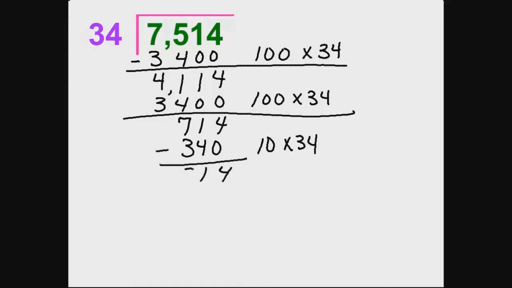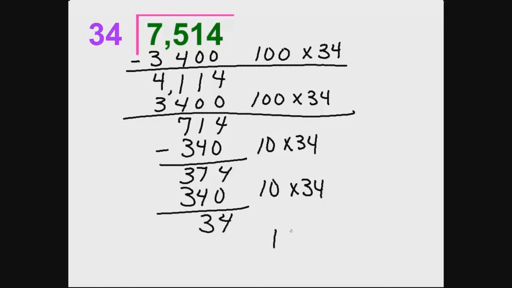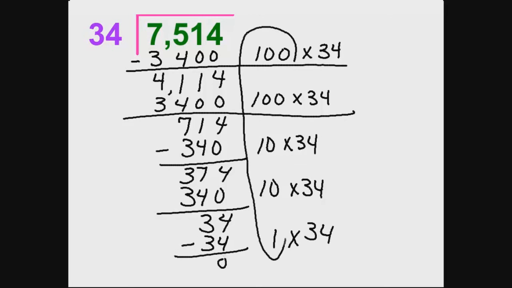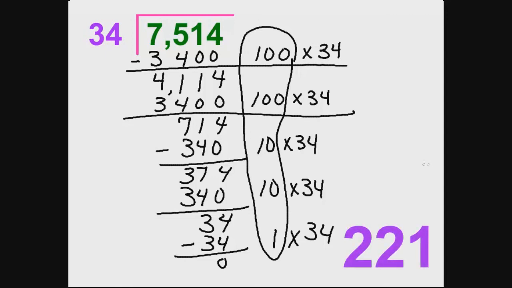Since we are left with 374, we can create another 10 groups of 34 and subtract that. Now, with 34 left over, we can create one more group of 34 with none remaining. Therefore, the answer is found in the groups we made by adding them up. 100, 200, 210, 220, 221, with 221 being our quotient.